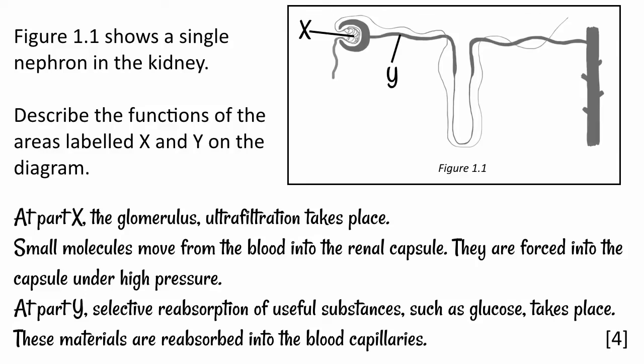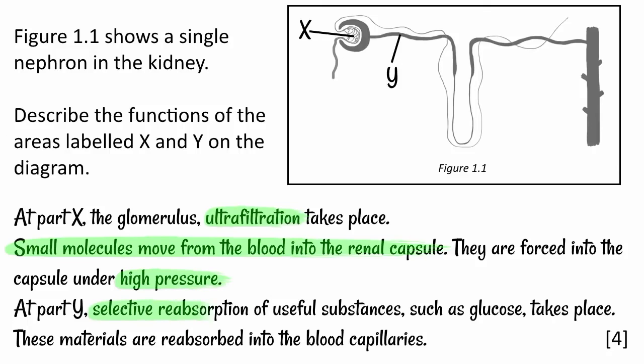At part X, the glomerulus, ultrafiltration takes place. Always name the processes. That's one of those kind of obvious points that people sometimes miss. Small molecules move from the blood into the renal capsule. So it's the direction of the movement and what is moving. They are forced into the capsule under high pressure. That concept of high pressure is quite important to how this process carries on.